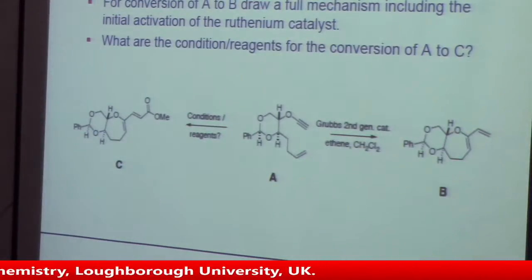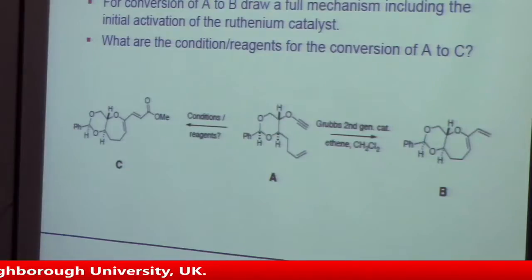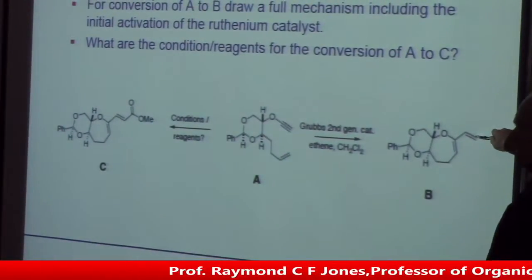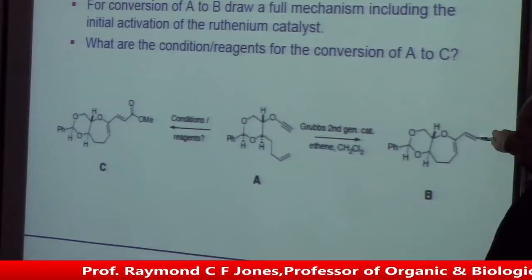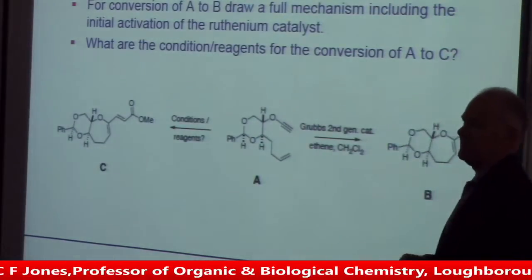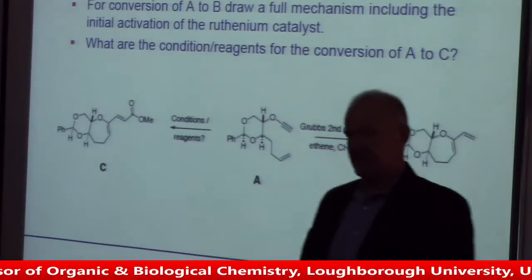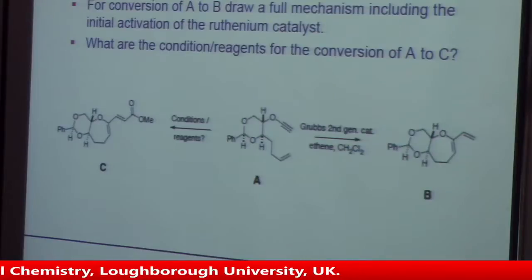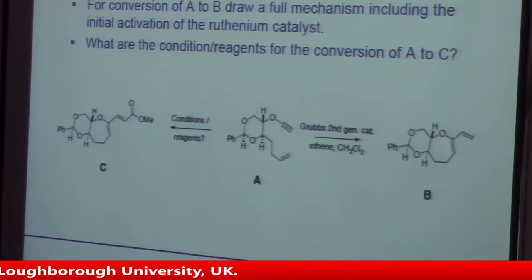Then that adds across the alkyne. Again, that breaks down the opposite way to the way it's formed, and that gives you the 7-membered ring with a ruthenium carbene at the top here, which then does metathesis with the ethene that's present. Now, does that make sense to those of you who didn't get that far?